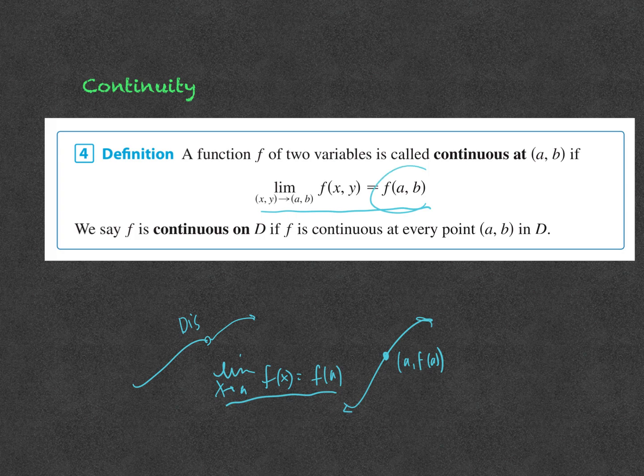If the value of the function at that x,y point is equal to the limit, then you have continuity. We say f is continuous on D if f is continuous at every point in D. So in 2D we talked about a curve, and in 3D we're talking about a surface. The surface is continuous if it has no hole or break, just like we talked about for a curve in Calc 1.